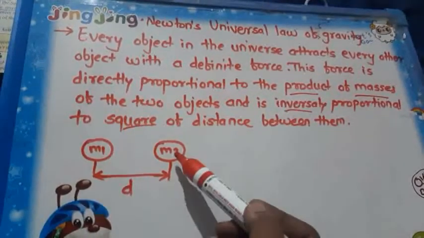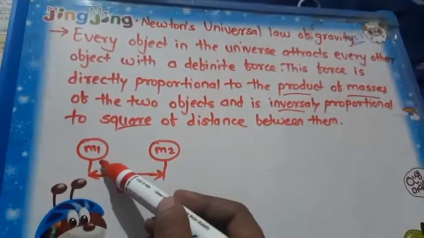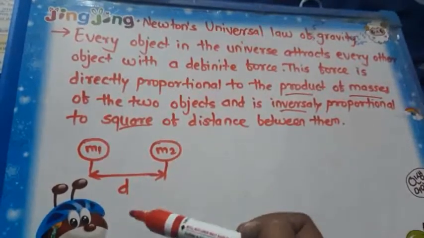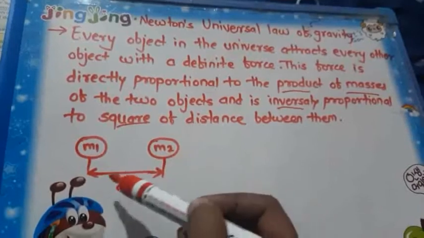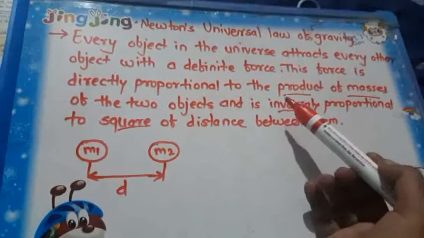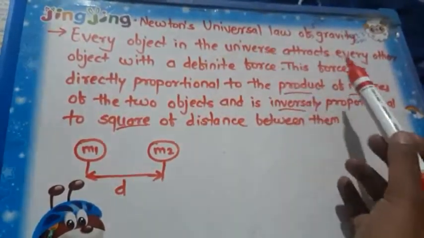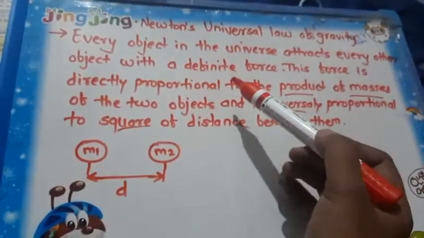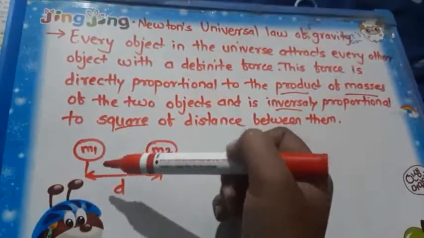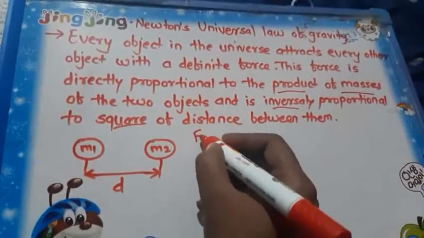Suppose these are two objects. This is object 1, this is object 2. Mass of object 1 is m1 and mass of object 2 is m2. These two objects are separated by the distance small d. Now what does this law state? Every object in the universe attracts every object with a definite force. So according to this, these two objects are attracting each other with the force F.